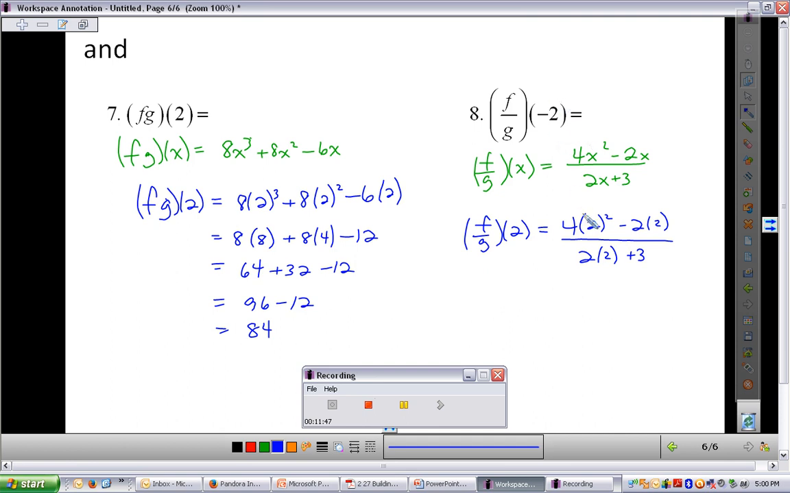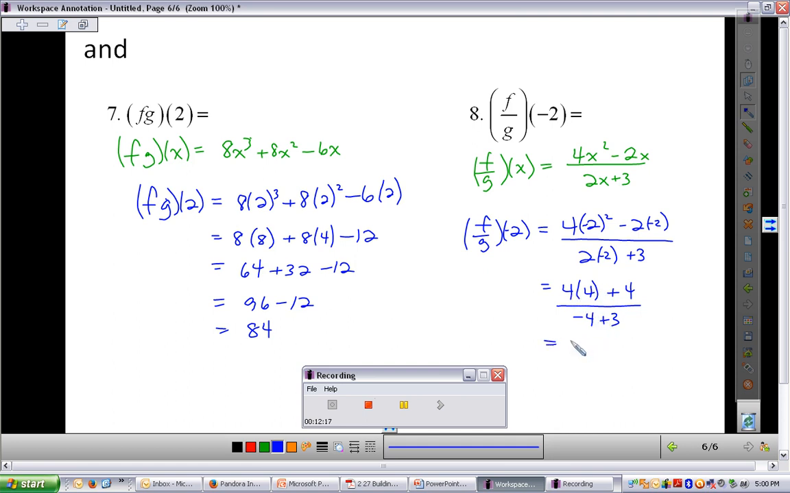I'm sorry, this is a negative 2, so I need to include negatives all over the place. So negative 2 there, negative 2 there, negative 2 there. We'll put it there. So again, order of operations, negative 2 squared is 4. So on top now, my numerator, I have 4 times 4, positive 4. Negative 2 times negative 2 is a positive 4. All over 2 times negative 2 is negative 4 plus 3. And treat the top and bottom kind of as grouping symbols. Work with those individually first.